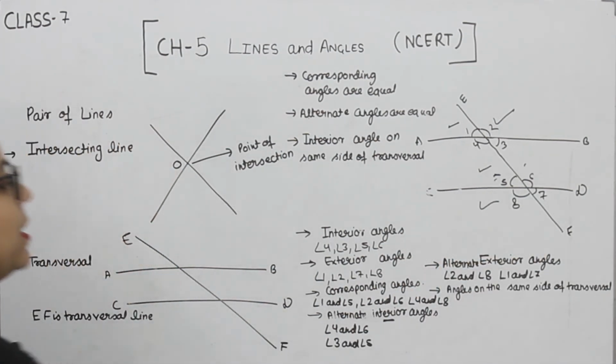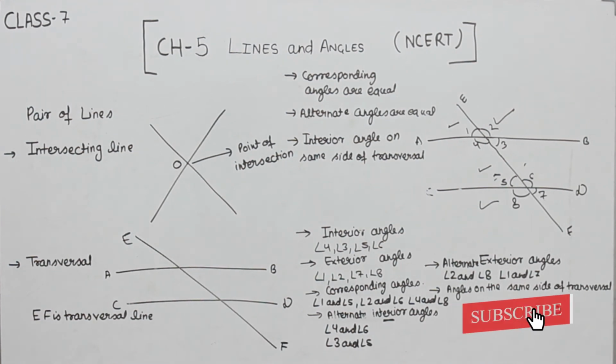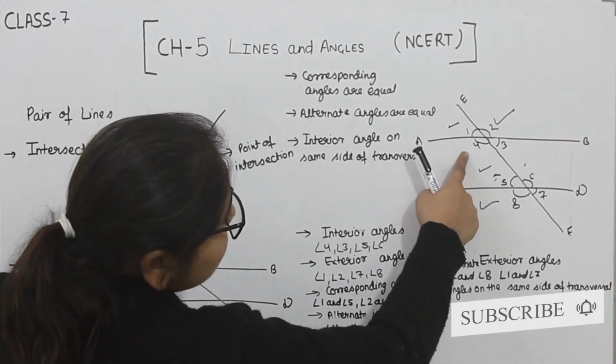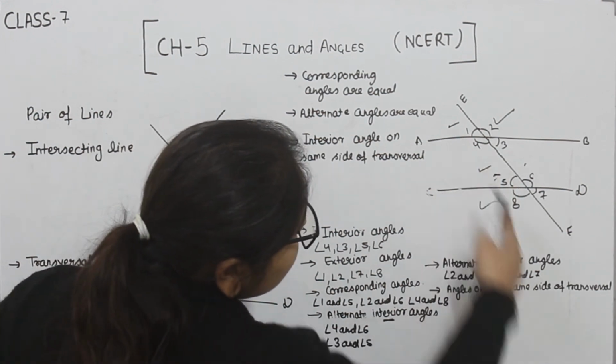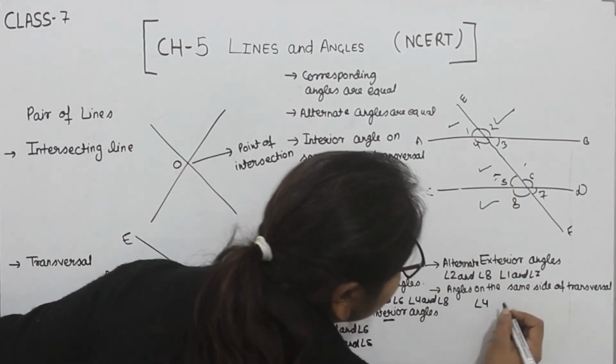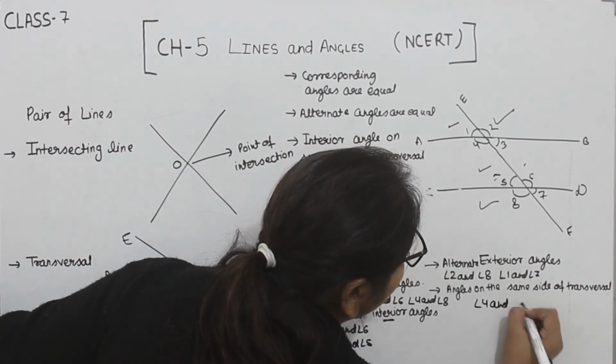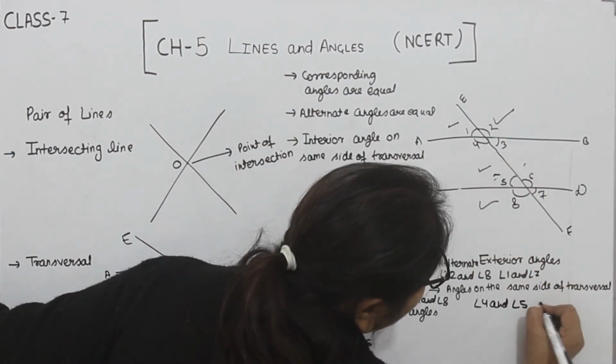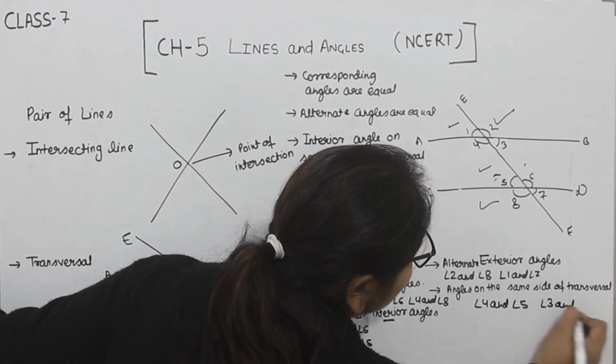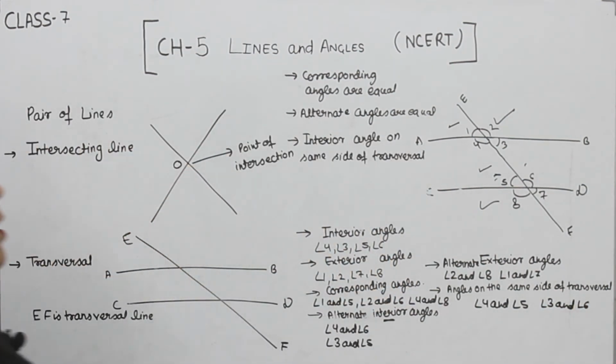Now comes the angles on the same side of the transversal line. For example, this is 4 and this is 5. They are on the same side of the transversal line. So angles on the same side of the transversal line are angle number 4 and angle number 5, angle number 3 and angle number 6.